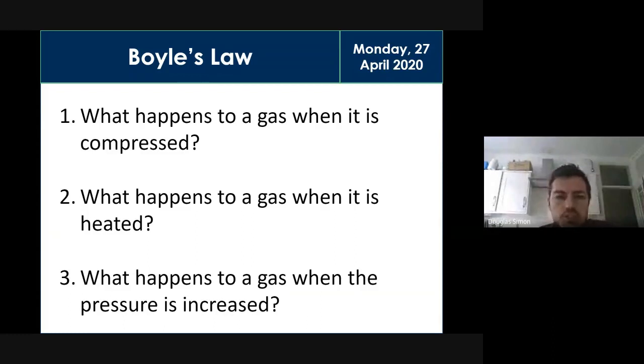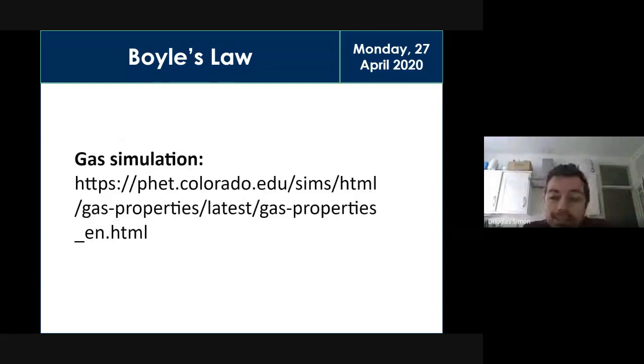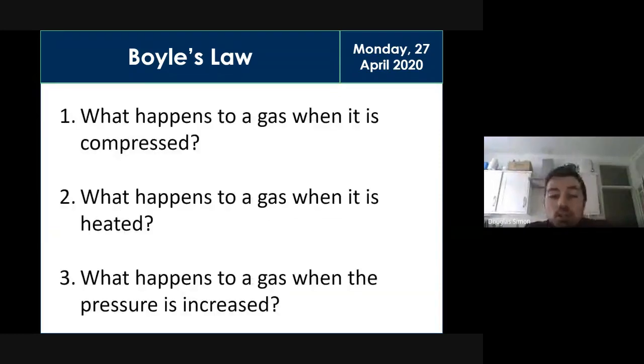So what I suggest you do is to open this simulation here. You can either type this link in, or I'll put it in the Google Classroom, or if you just type in PhET gas simulation, you'll get it. And I want you to play around with the simulation for a little bit. I want you to try varying the pressure, the temperature, etc. And again, see what happens in relation to these 3 questions. So pause the video now and play with that simulation.